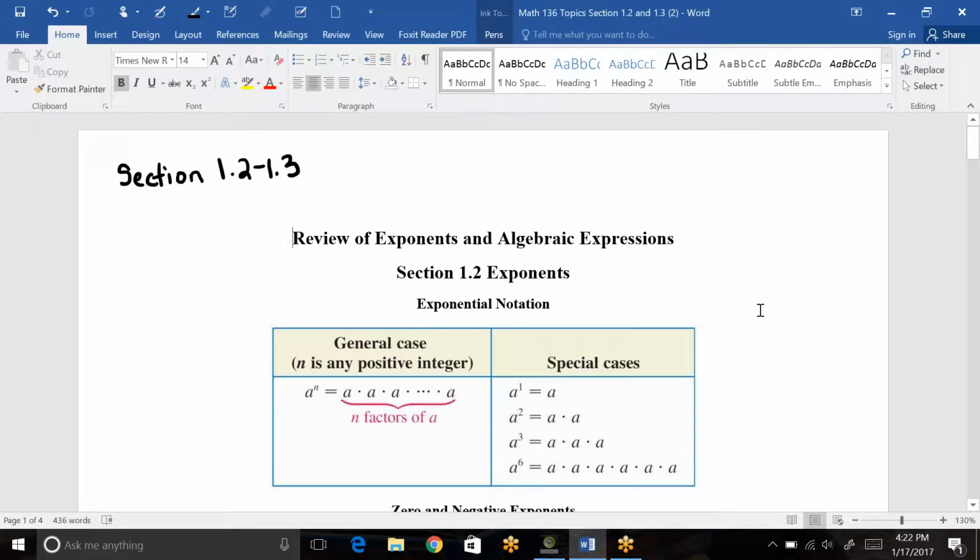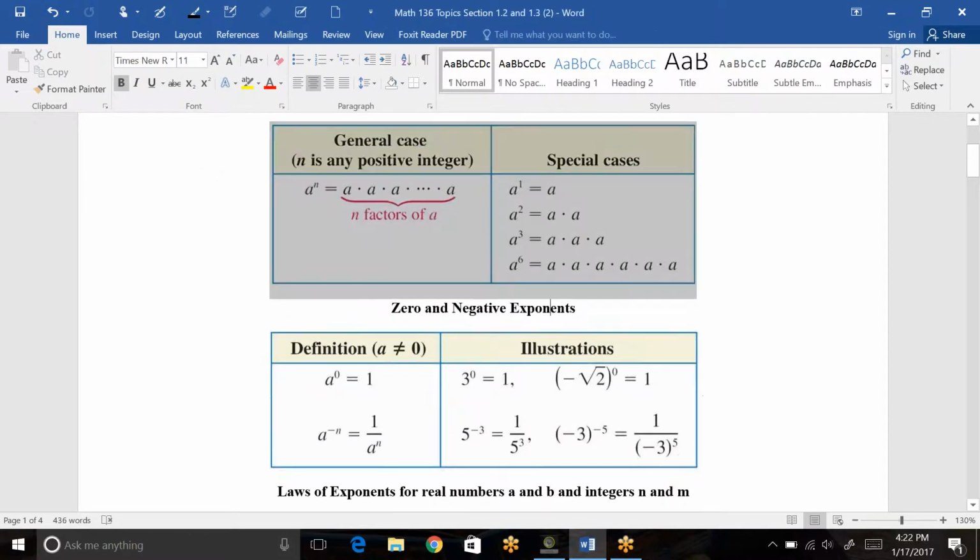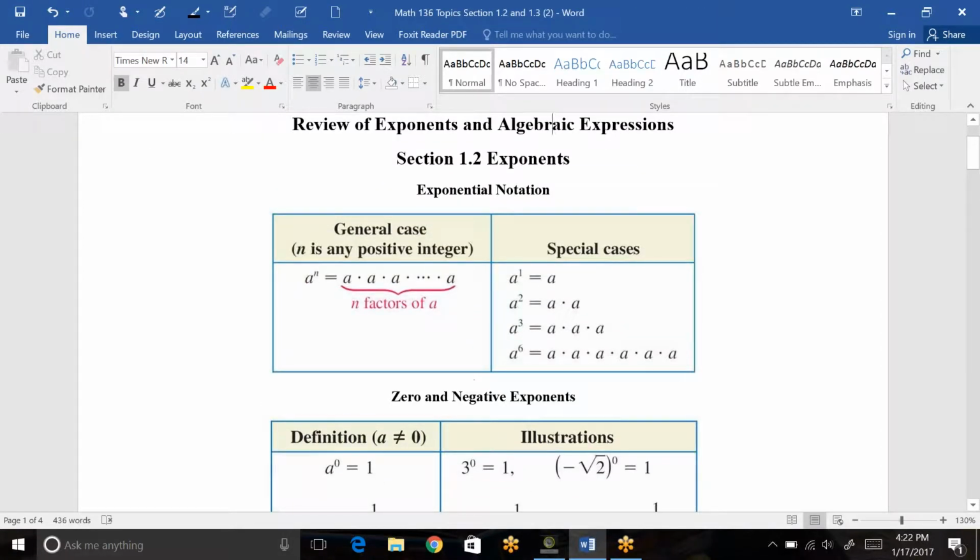So section 1.2 has two parts, exponents and radicals. We'll be covering exponents in this video and radicals will be covered at a different time. We'll do it later on within the next 2 weeks.